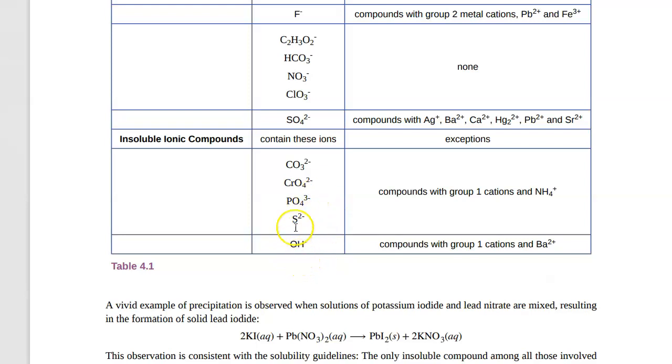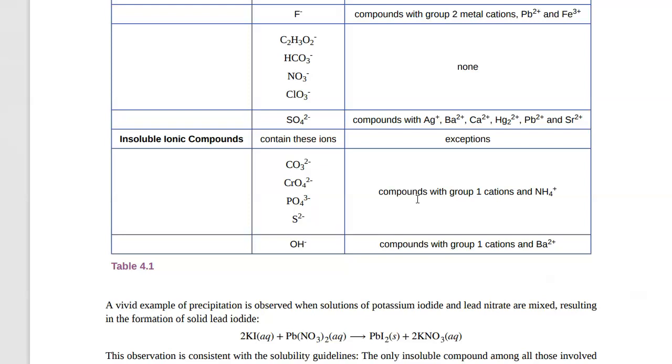Hydroxides are generally pretty much insoluble, except, with these four up here, if you see a group 1 or NH4+, it's soluble, because all group 1 salts and ammonium salts are soluble. But if it's anything else, insoluble. Hydroxides, if it's a group 1 salt, it's soluble.